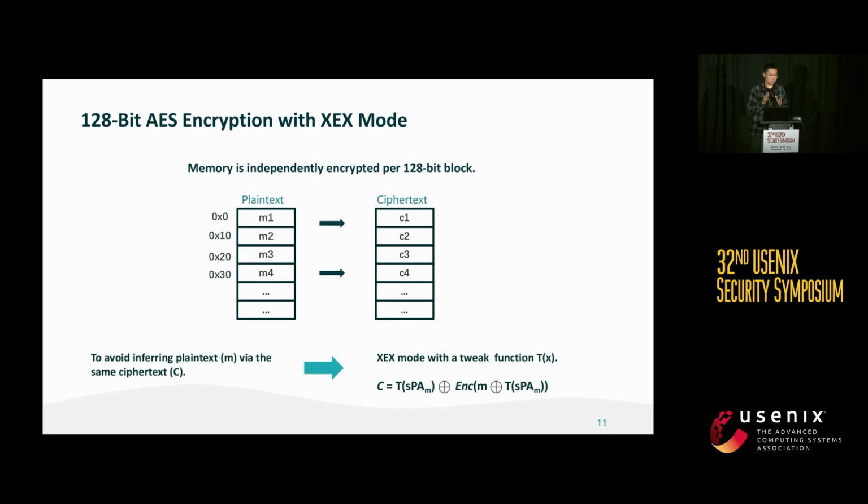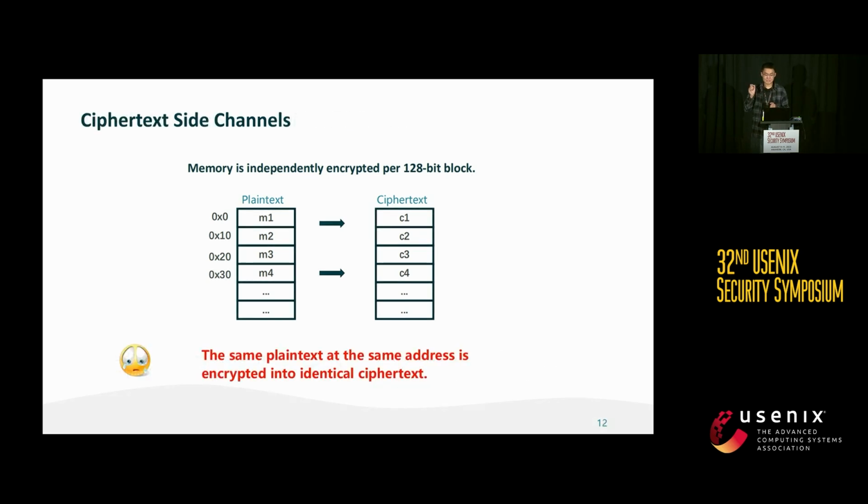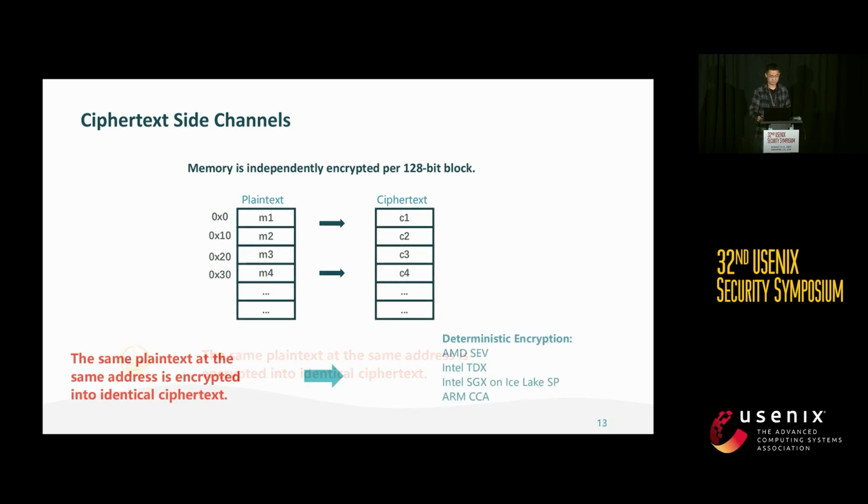Besides, in order to avoid inferring plaintext via the same ciphertext, a tweak function is also introduced. However, without freshness, the same plaintext at the same address is encrypted into identical ciphertext. Such design choice leads to the notorious ciphertext side channels. At present, ciphertext side channels exist in TEEs with deterministic encryption, such as AMD SEV, Intel TDX, and ARM CCA.